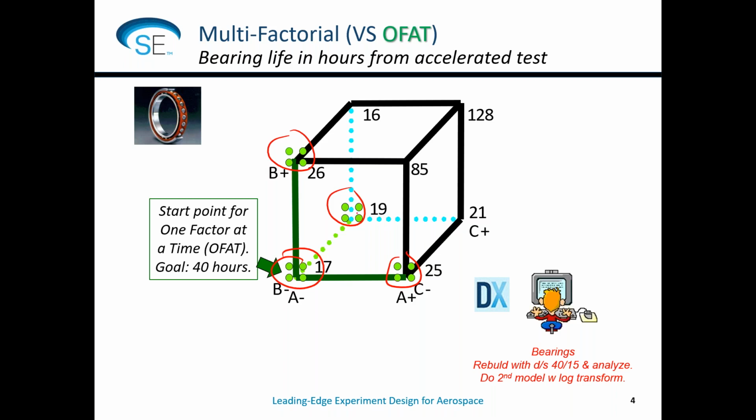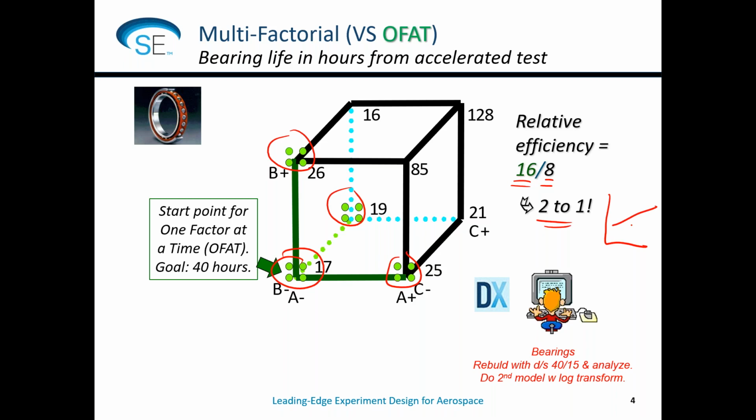However, as you can see by just counting up these green dots and knowing that there's 8 corners in a cube, the OFAT, to get the same power, is going to have to run twice as many runs as the 2-level factorial DOE person. And this efficiency, which is 2 to 1 for 3 factors, actually increases as the number of factors increases. So you get a steady increase in efficiency as the number of factors go up.